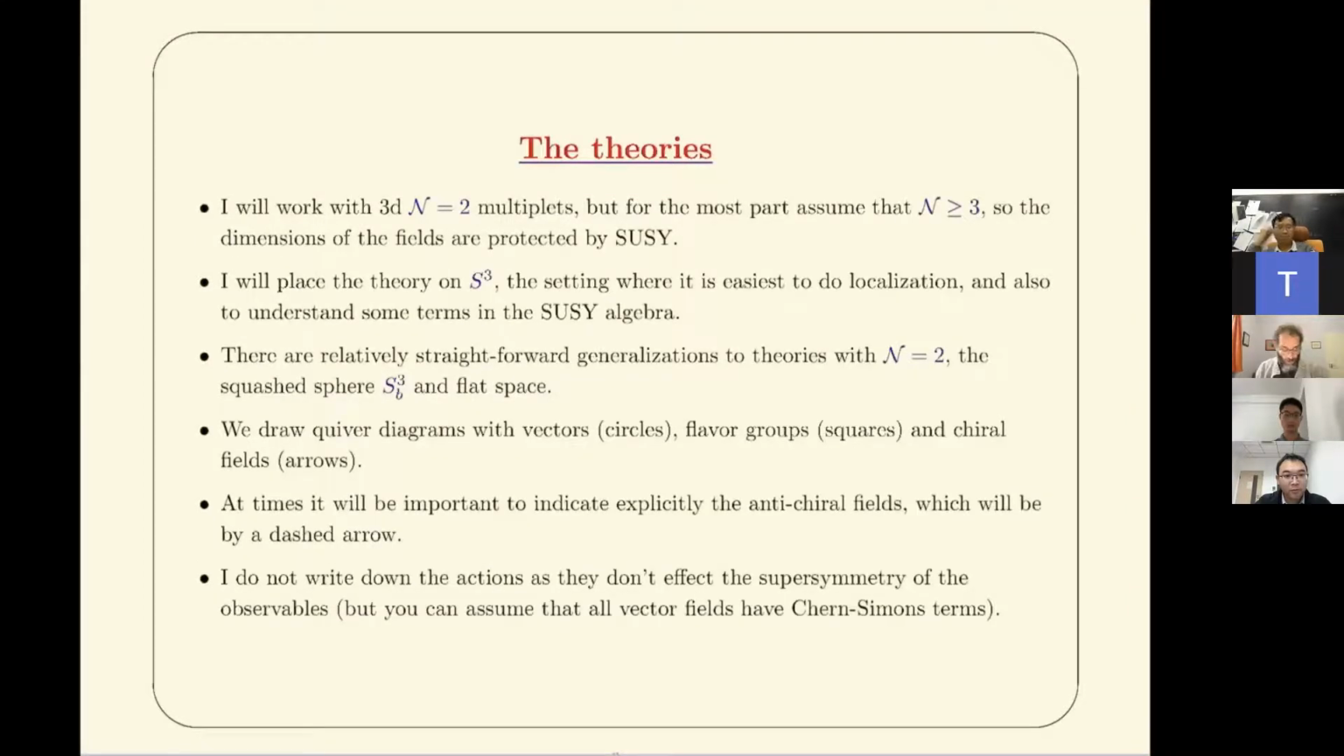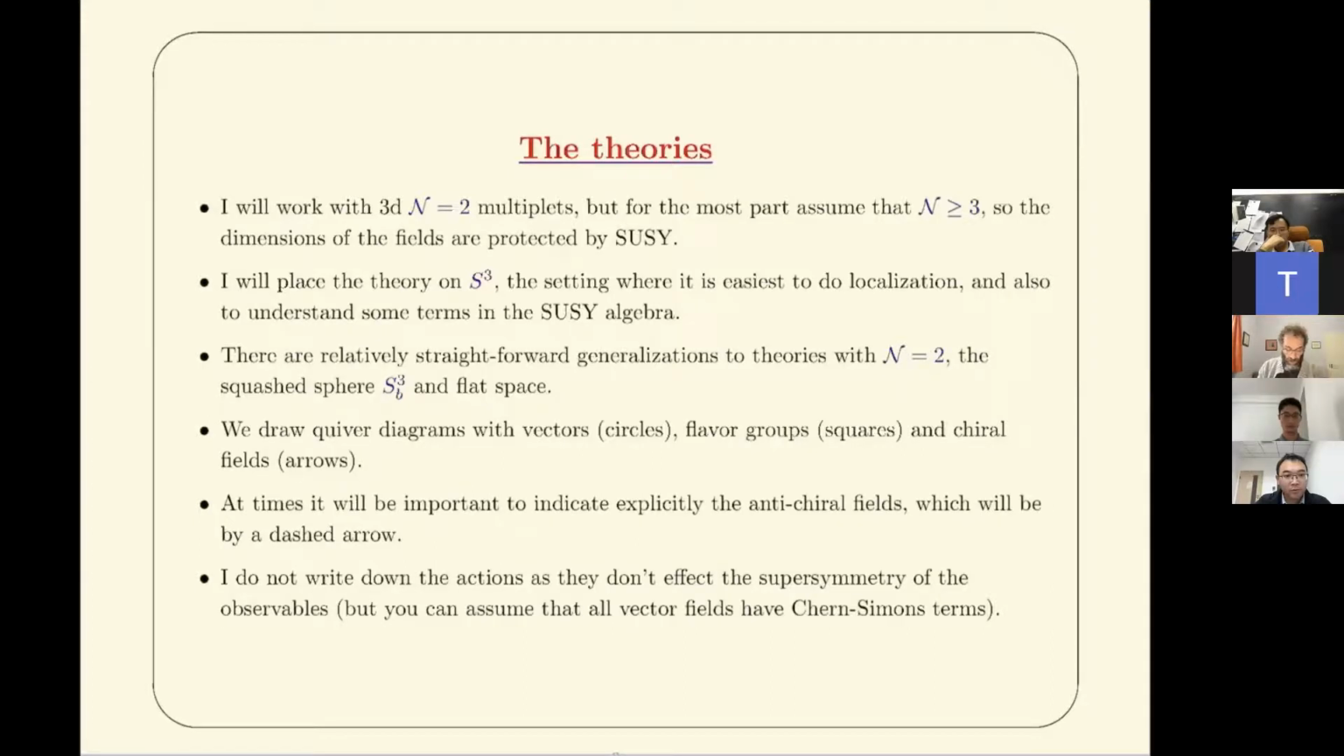So we are talking about 3D n=2 theories. In practice, usually I will assume n greater or equal to 3, when the dimensions of the fields are protected by supersymmetry, but there is a generalization also to the case of fields of non-canonical dimension. And I describe them by quiver diagrams.